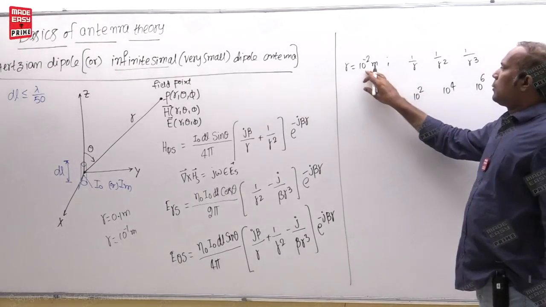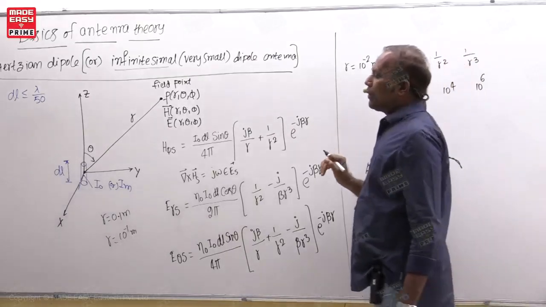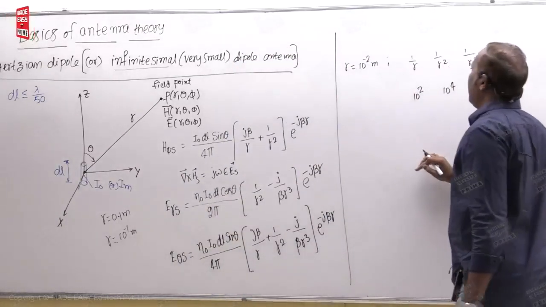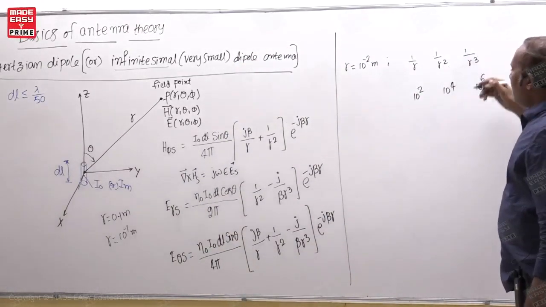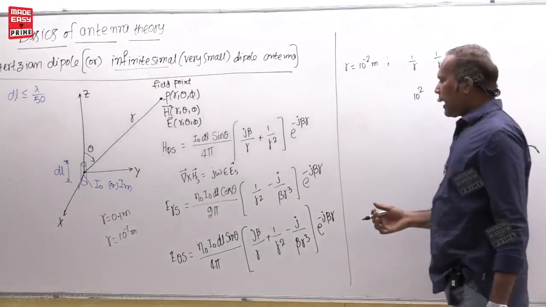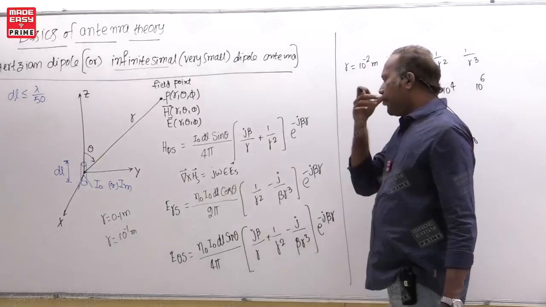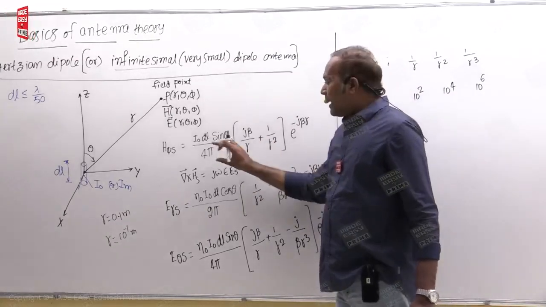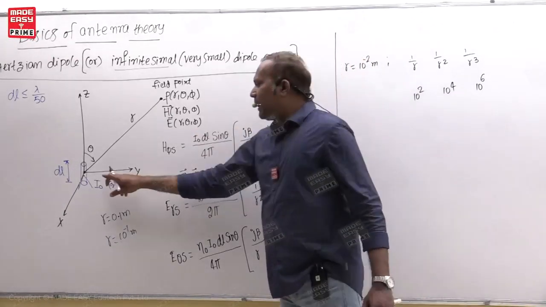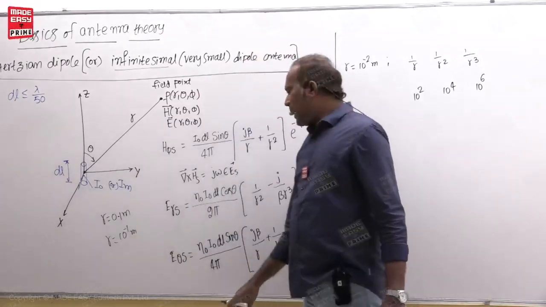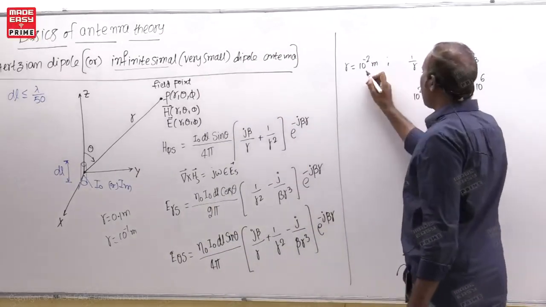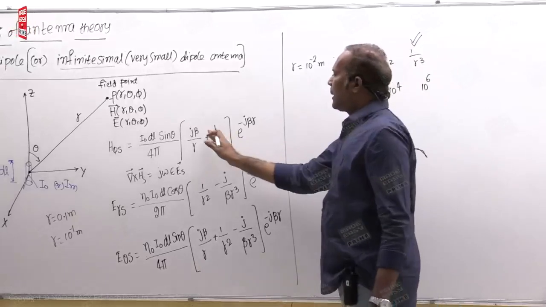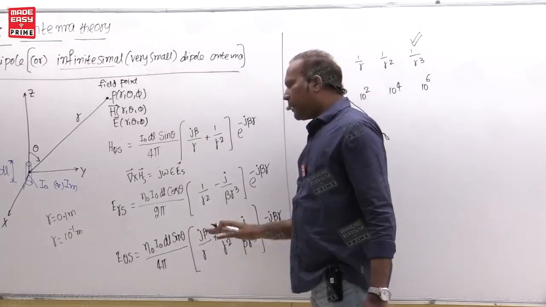So r equal to 10 power minus 2 means you are trying to calculate the fields very close to the antenna. Then in that case, the 1 by r cube term has the highest value. You see here the 1 by r cube term is there, here is there, here it is not there. That means the magnetic field is negligible near the dipole conductor. Very close to the antenna, only this term is considered.